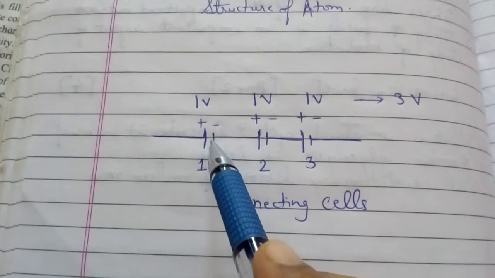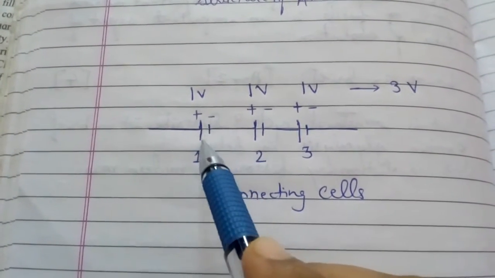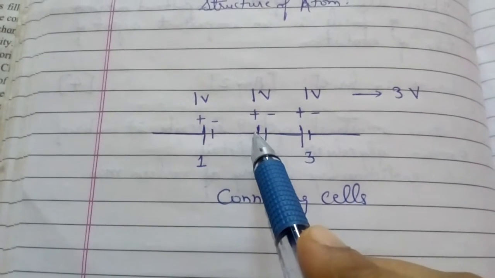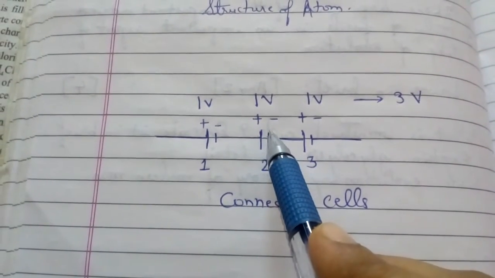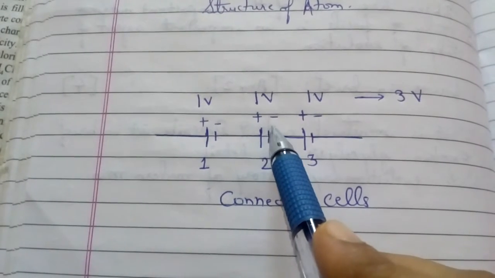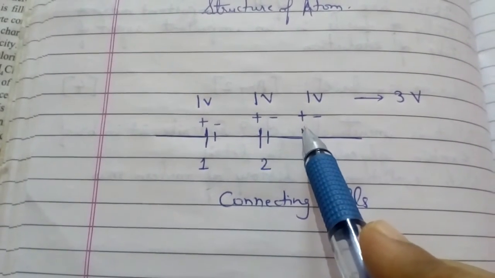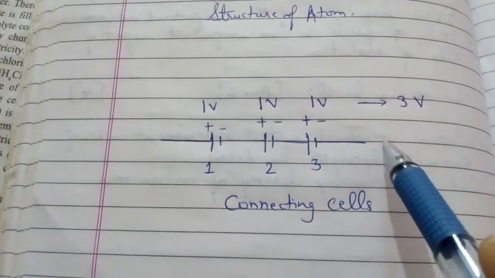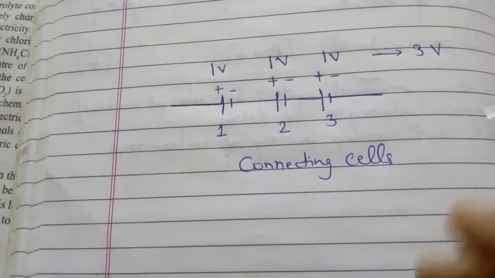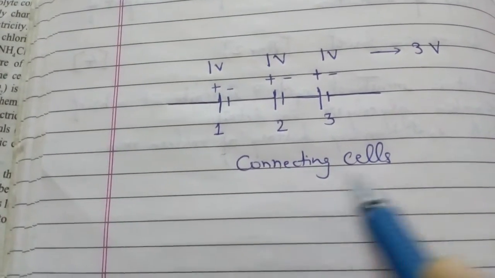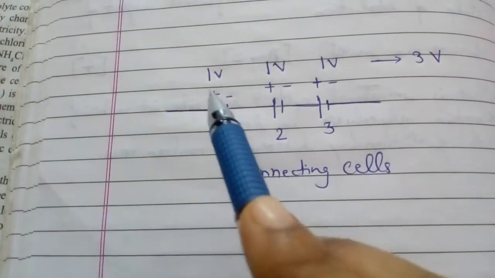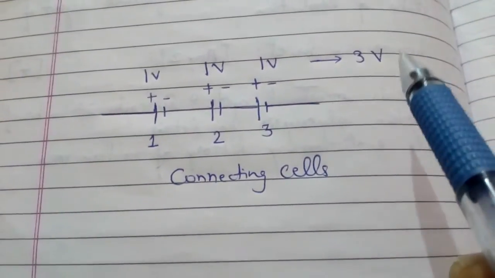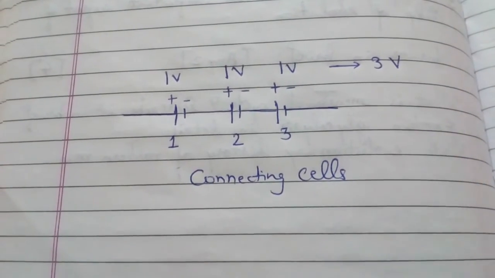Then the negative terminal of this first cell will be connected to the positive terminal of the next cell. Then again the negative terminal of the second cell will be connected to the positive terminal of the third cell, and so on. So when various cells are arranged in series, it results in the formation of a battery, or you can say that these are all connecting cells. Now if the first cell has 1 volt, all 3 cells together will give us a potential difference of 3 volts. So this is how connecting cells work.